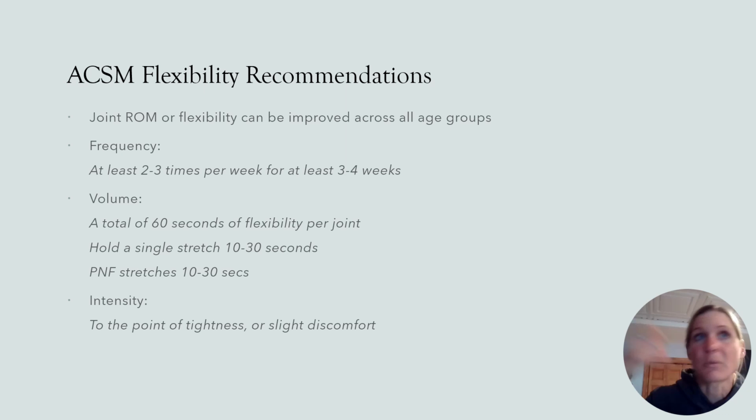So again, if I'm looking at my hamstrings, for example, maybe there's 3 different stretches that I want to have an athlete do. However, we're going to do 20 seconds per stretch in order to accumulate 60 seconds total for that particular joint. Those PNF stretches that we talked about, we can hold those for about 10 to 30 seconds per joint or per contraction. Okay, and the intensity at which we'd like to go is to the point of tightness or slight discomfort. Again, this is going to range greatly from person to person in terms of the starting range of motion that we have for that particular person.